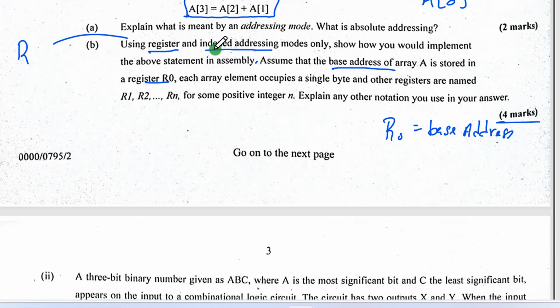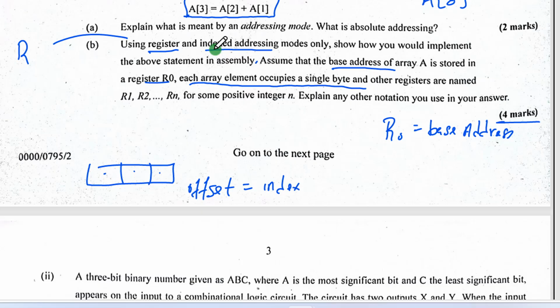Now they say each element occupies a single byte. This instruction here also is very, very interesting. Each element occupies a single byte. It means that in your array, each element here is a single byte. And where is this information going to help you? It's going to help you on how to calculate the offset. Offset normally is index times size of array element. You remember this.